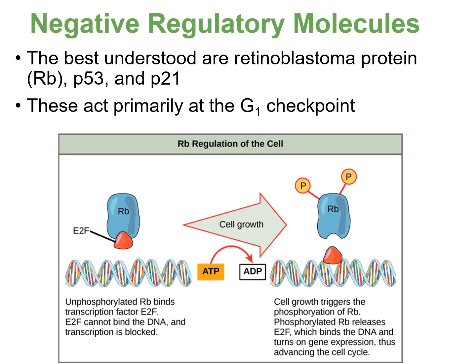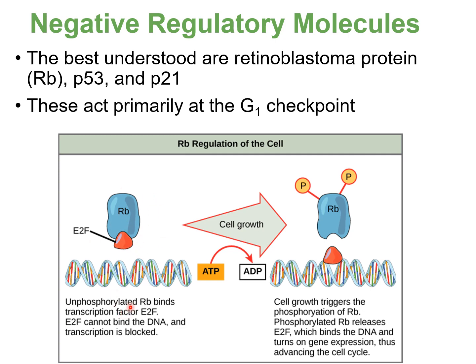Negative regulators are a little bit different. The best understood are retinoblastoma protein, and you can see this in different pages in your books, but these act primarily at the G1 checkpoint. So when we're first checking, is everything good? Are we ready? You can see the unphosphorylated RB binds to a transcription factor E2F, which cannot bind the DNA, and it's going to block something called transcription, which we'll get into more at a later time.